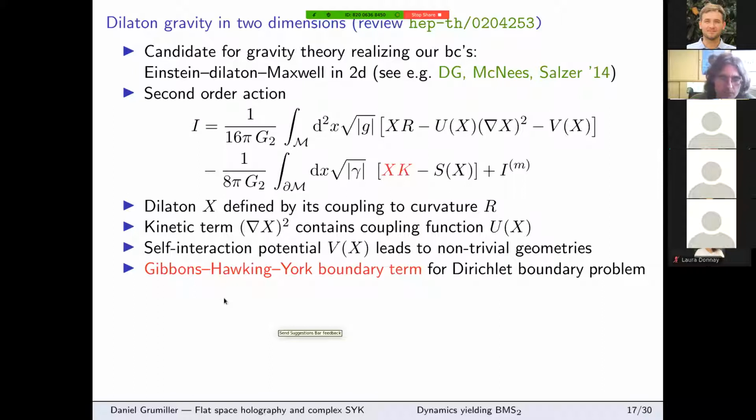Okay, so yeah, these boundary terms can be important if you want to evaluate free energy, for instance, from the on-shell action. And the first term is well known. That's the analog of the Gibbons-Hawking-York boundary term in the presence of a dilaton field. So this guarantees that you have a well-defined Dirichlet boundary value problem.